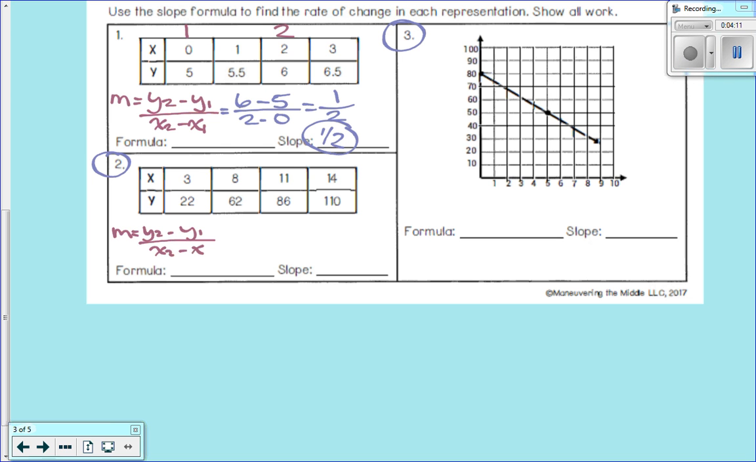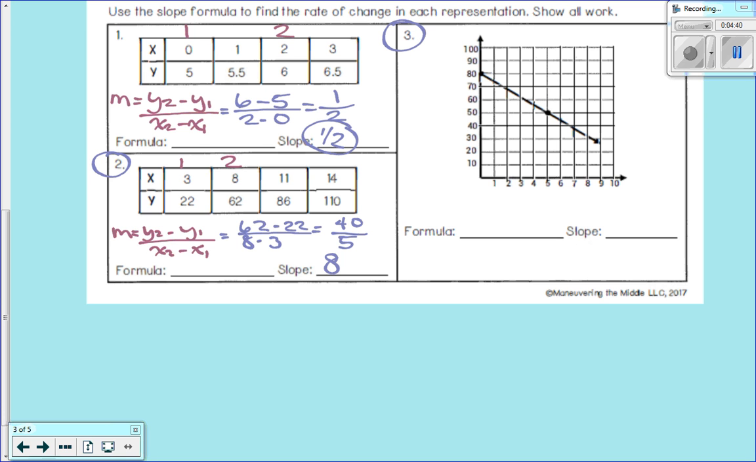We're going to label our first and our second again, and you chose another 2 sets. That's fine. We're going to substitute in our numbers. 62 minus 22 and 8 minus 3, which gives us 40 over 5, and that simplifies to 8. Questions? Clarify anything on that one? We're good? All right, number 3, you had options.